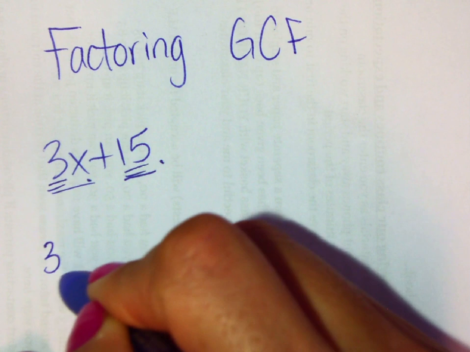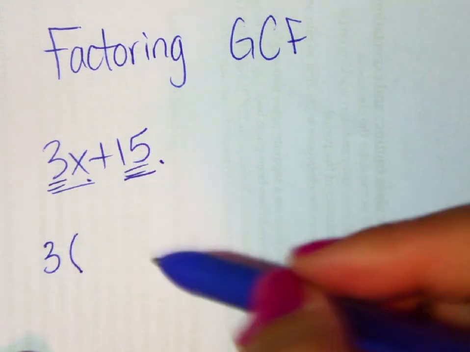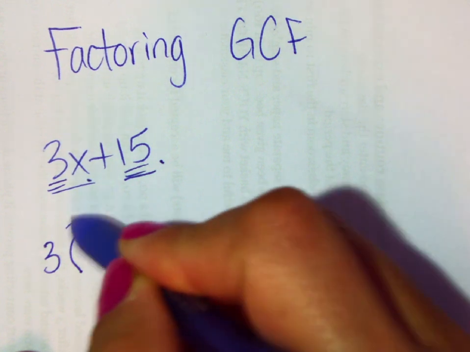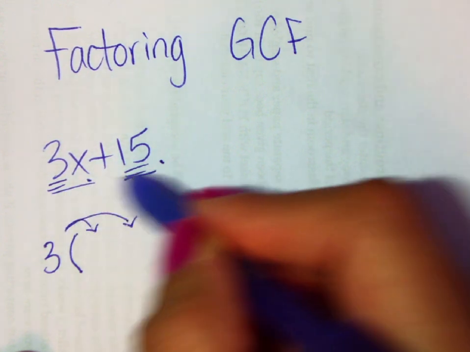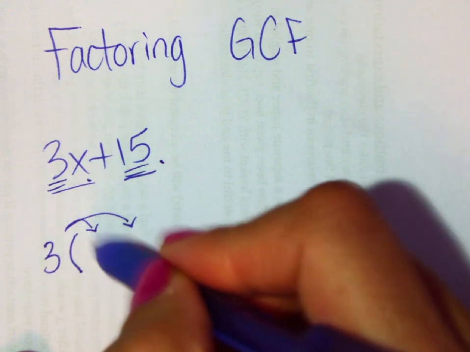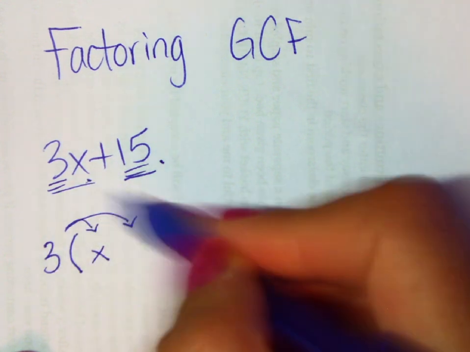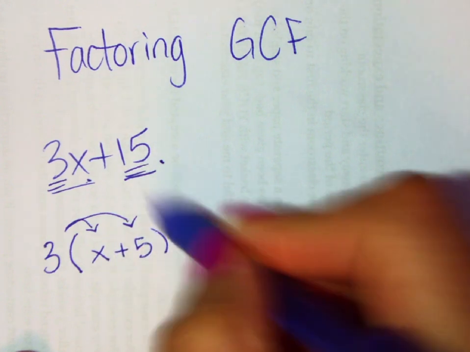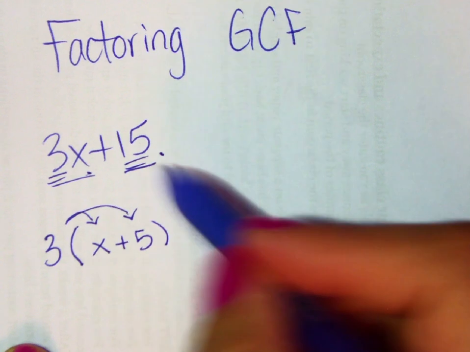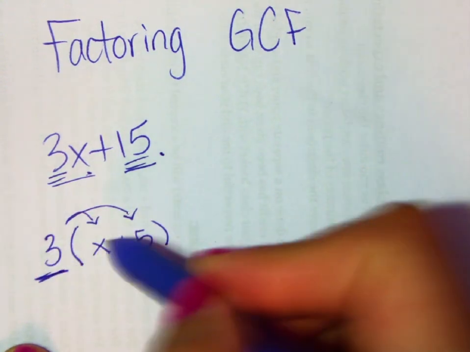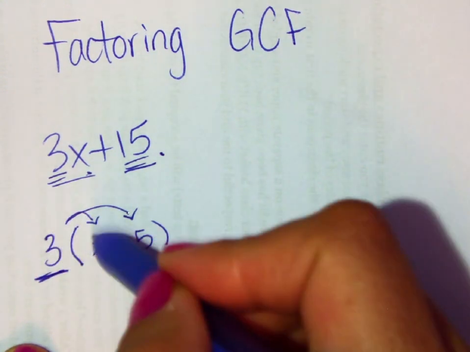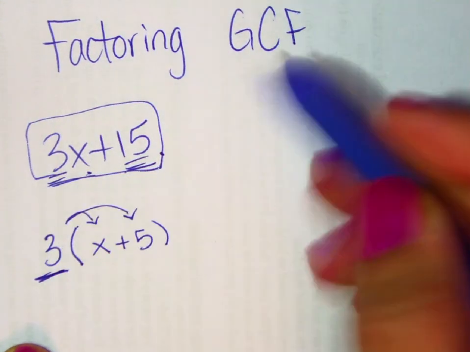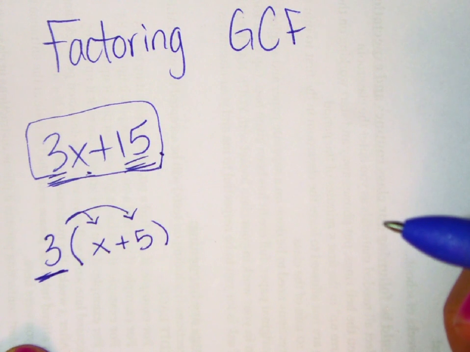When we decide this is the GCF, we put the parentheses, and now you ask yourself, what do you distribute that 3 with to get that 3x plus 15 as an answer? So 3 times x will give you 3x, and then 3 times 5, positive 5, will give you that 15. So as you get the GCF, you now have a factor to multiply times another factor to get this polynomial as an answer. And this is the process of factoring the GCF.